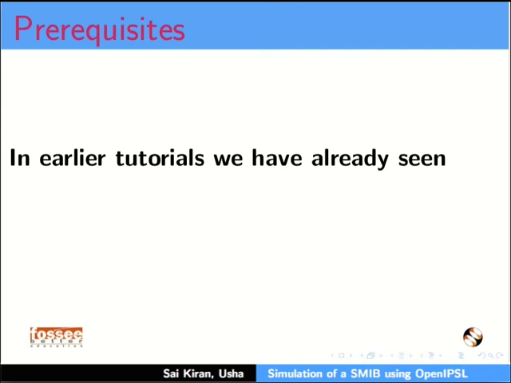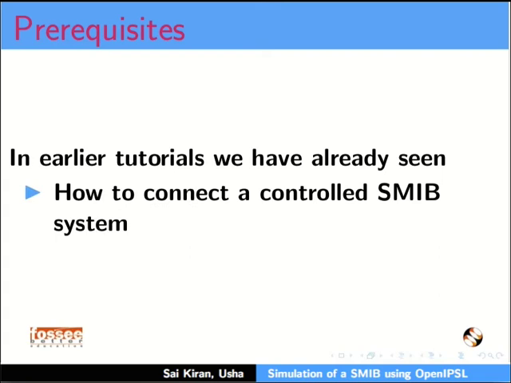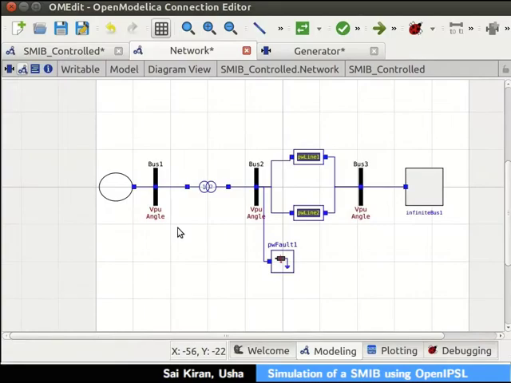Earlier in this series, we have already seen how to connect a controlled SMIB system. Let us open the SMIB system which we modeled in earlier tutorial. Also, open the OpenIPSL library. We have already opened the SMIB system. Now, the next task is setting up each component by entering the parameter data and power flow data.